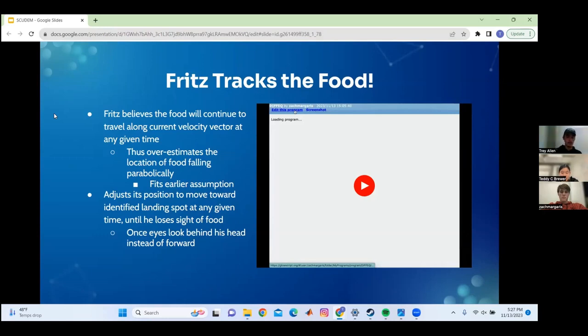The other assumption we made about Fritz tracking the food is that once he loses sight of the food, he no longer moves to catch the food.